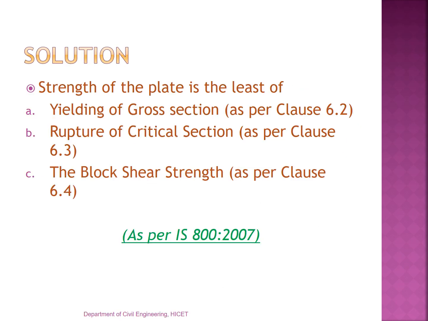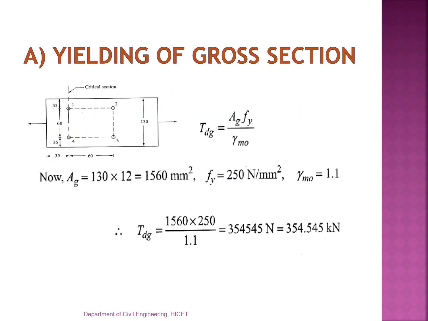As per IS 800-2007, the design tensile strength of the plate is the least of three values: first, yielding of cross section as per clause 6.2; then rupture of critical section as per clause 6.3 of IS 800-2007; and last, the block shear strength as per clause 6.4 of IS 800-2007. The least of these three is called the design tensile strength of the plate. The first one, the yielding of cross section.